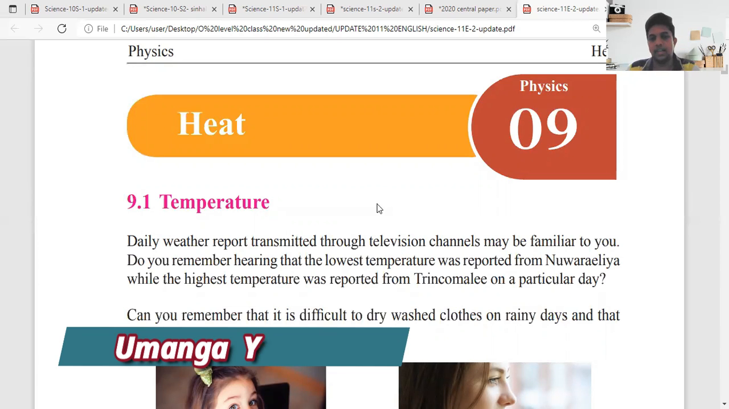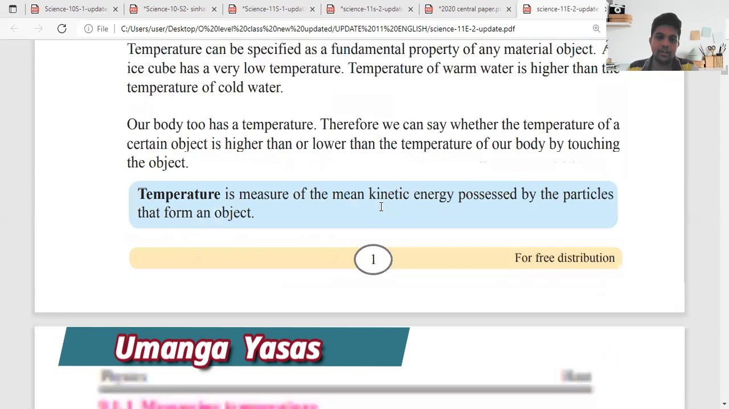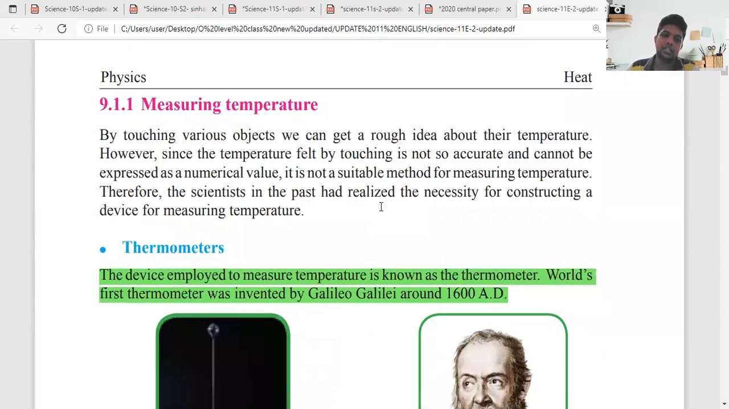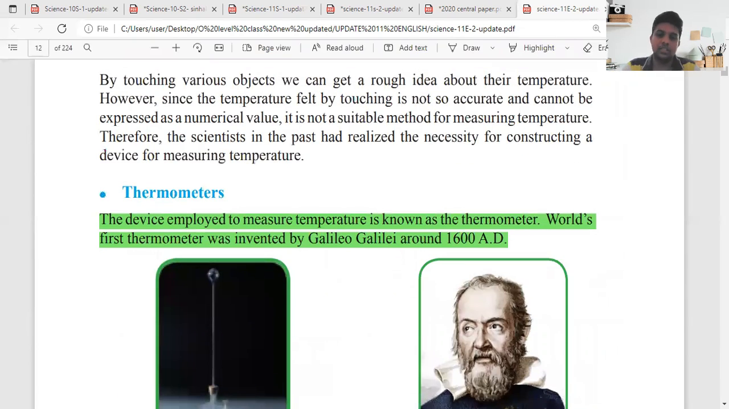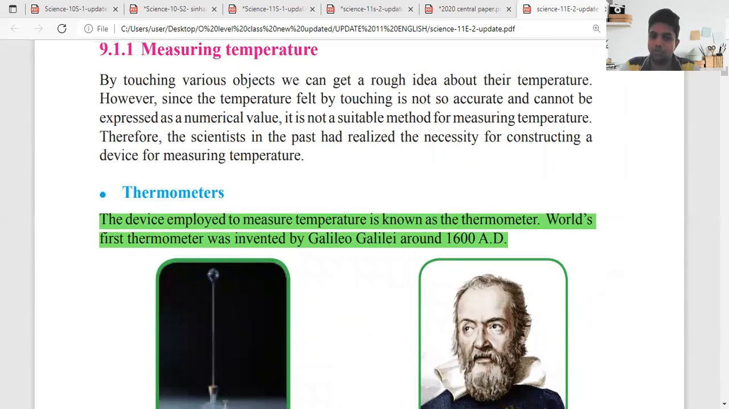Okay, the heat. Then after we went through the history of measuring temperature, we went through what are the instruments that were developed to measure the temperature. Basically, it is the thermometer. It was introduced by Galileo Galilei in very ancient time, but with time now there are a lot of modifications and they have developed to a certain extent with this equipment.